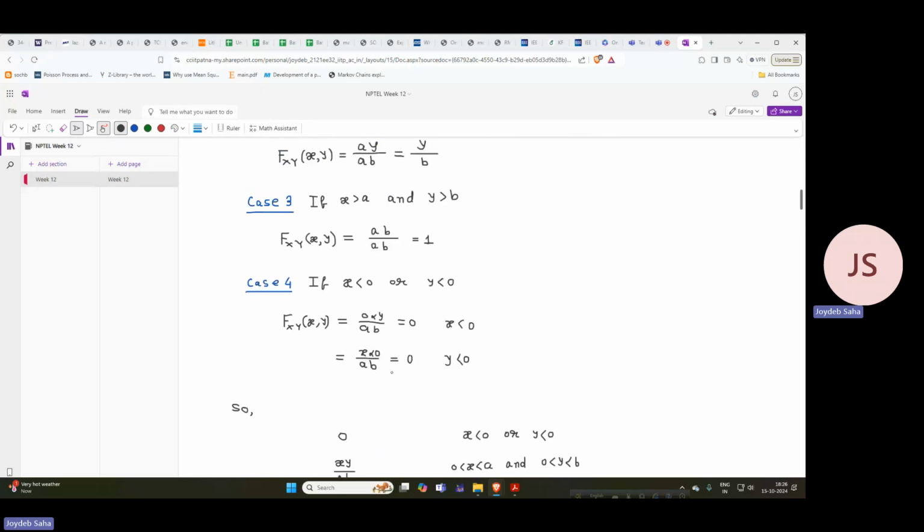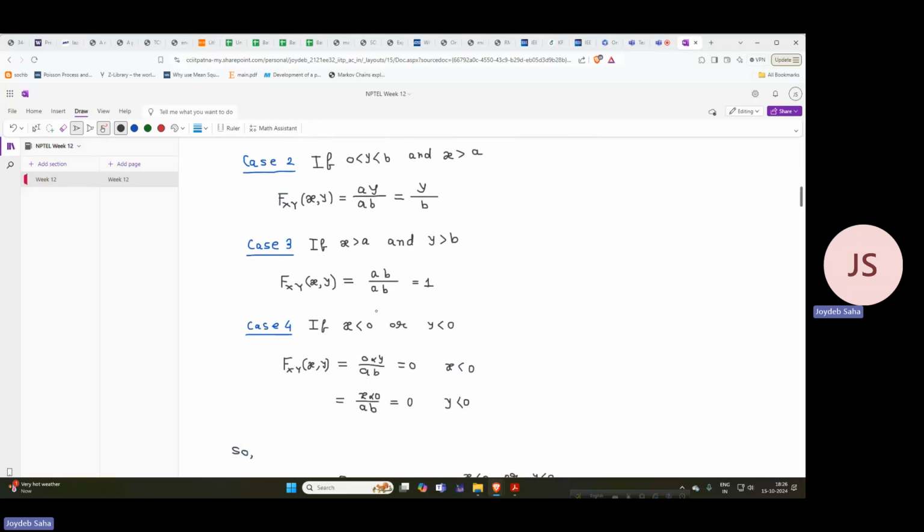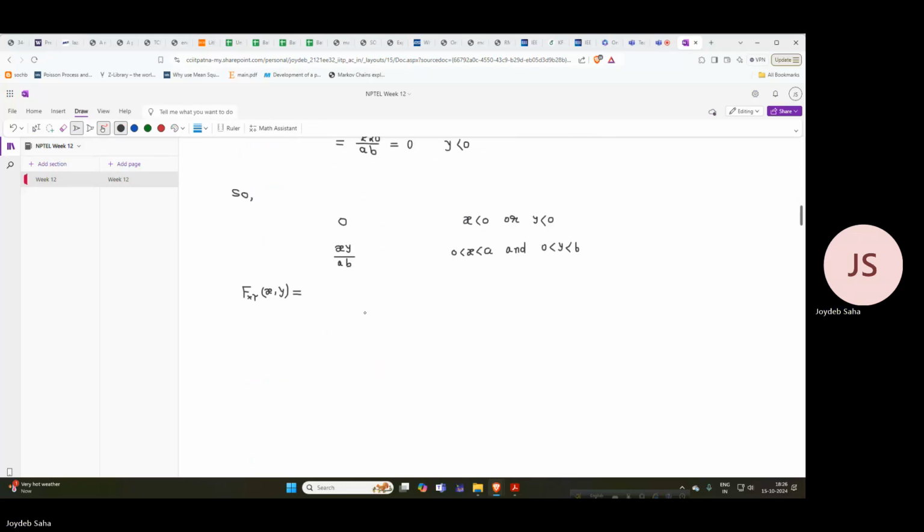Now the third case is this case. It is x upon a for 0 less than x less than a, and y greater than b. Okay, and even if y is greater than or equal to b, this will be the case.